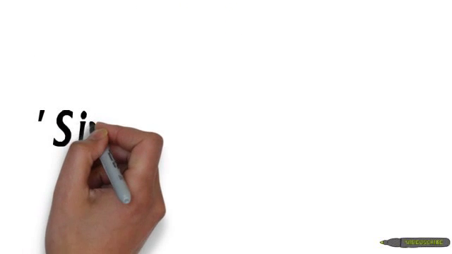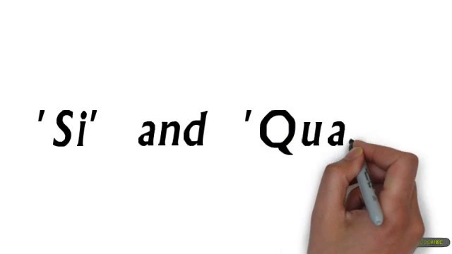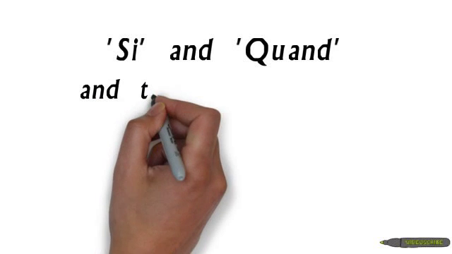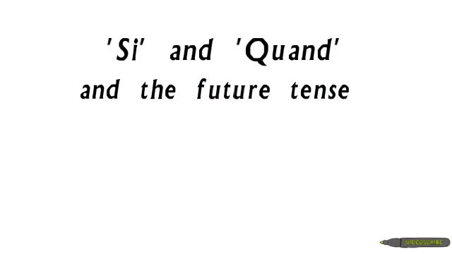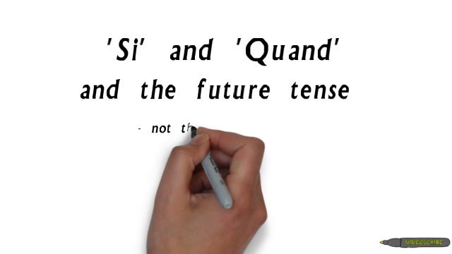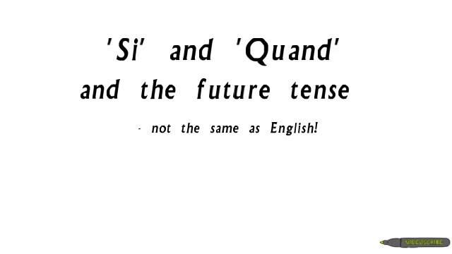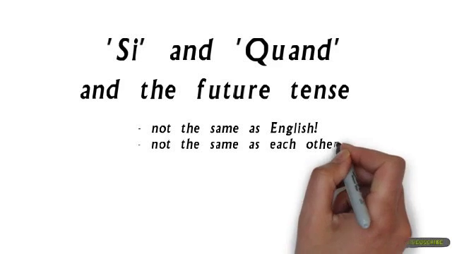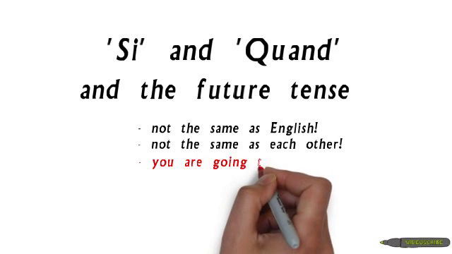Today, we're going to be talking about si and quand, in particular with regard to the future tense. Now, it's not quite the same as English, okay? Also, the two are not the same. Si is different to quand. So you're going to need to listen up, concentrate, take good notes, so that when it comes to class time, you do have the basic grammar points in your head already, okay?